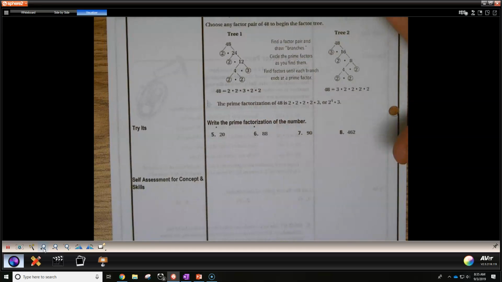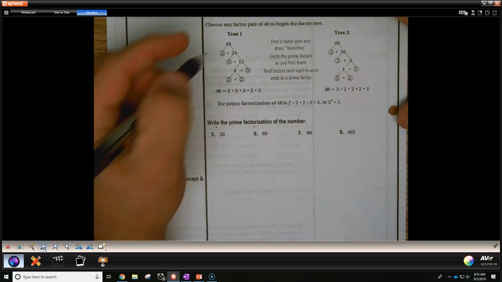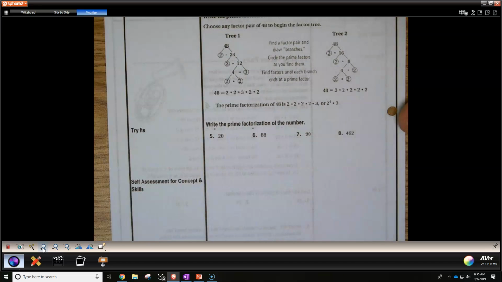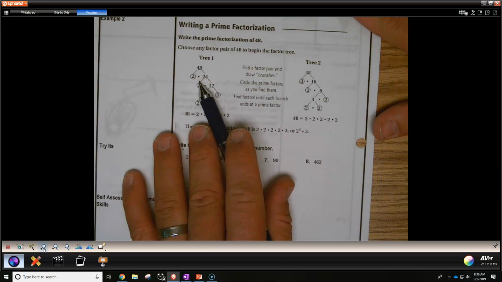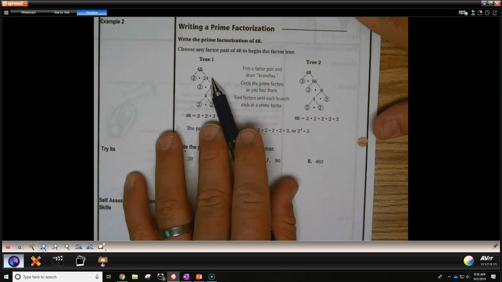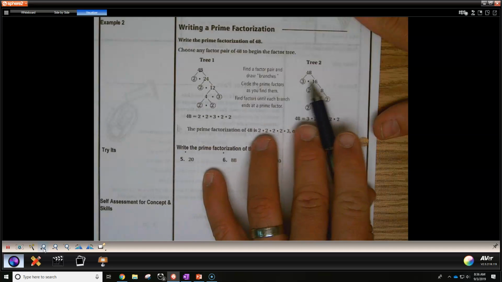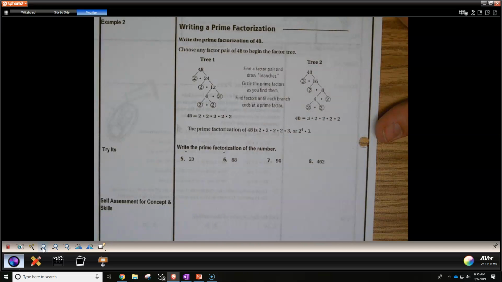The way they did it was they listed 48 down, and they listed 2 of the factors. Now remember, is all your work going to be exactly the same? No, because you can list any factor pair. On tree 1, they used the factor pair 2 times 24. On tree 2, they used 3 and 16. I could have used 4 and 12. The only thing you cannot use is 1 and the number itself, because it doesn't do anything.